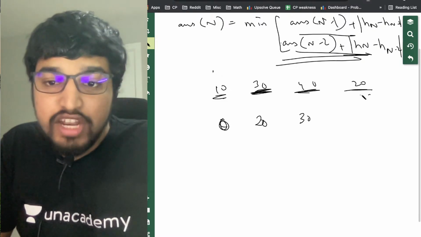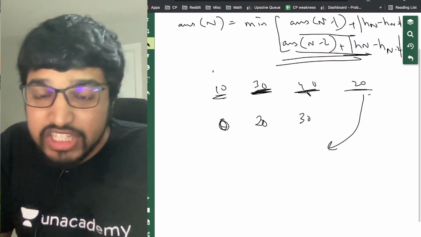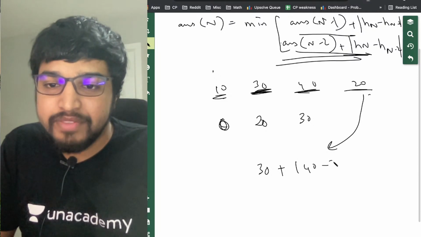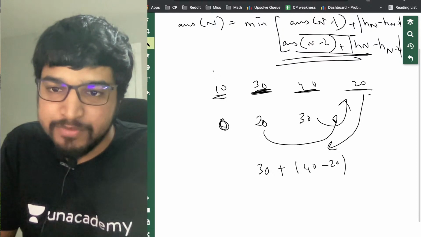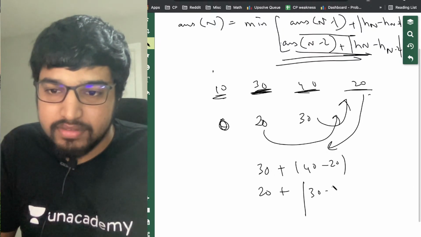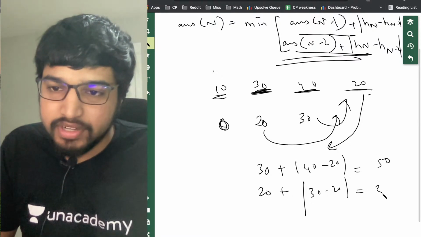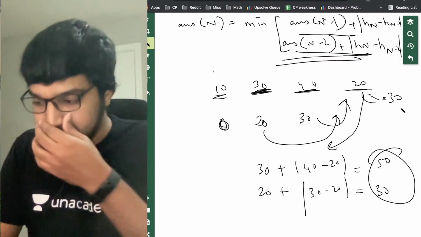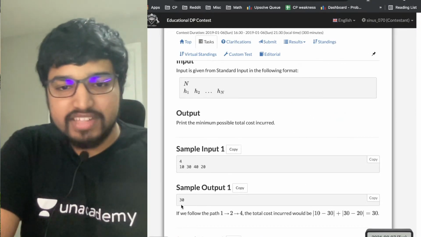Let's look at the answer for 20. It's either answer of n minus 1, which is 30, plus absolute of 40 minus 20, or it can jump from n minus 2, which is 20 plus absolute of 30 minus 20, which is equal to 50. This is equal to 30, and the minimum of these two answers is 30. That's what we're doing here. The answer is 30. That's it.